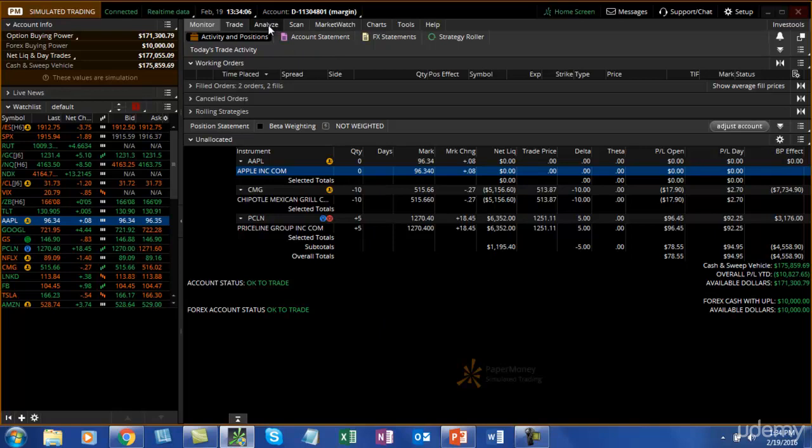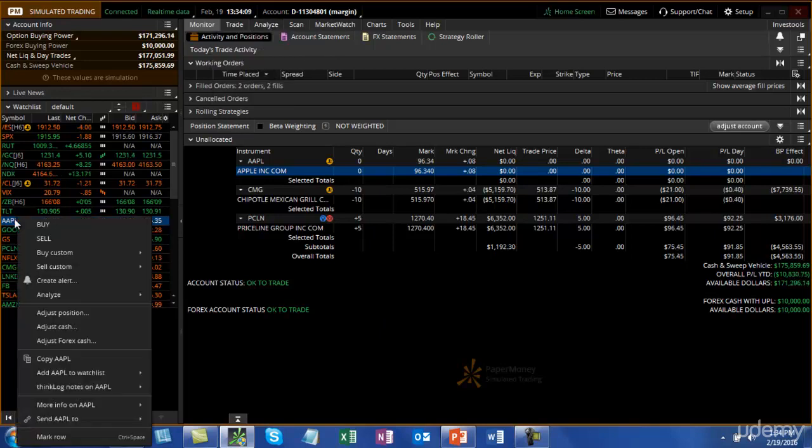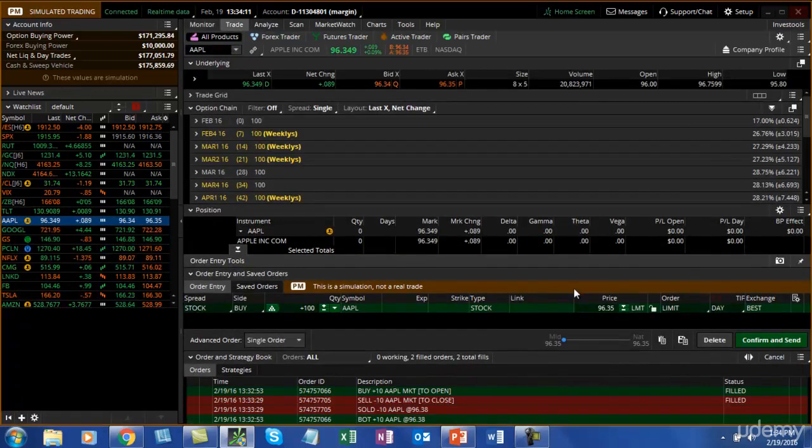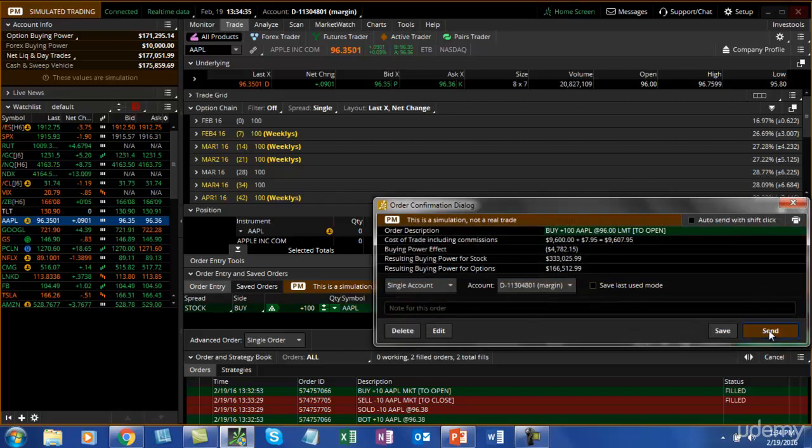Then the next type of order is a limit order. So now I can say I want to buy Apple. It's a limit order right here, so by default the platform puts it as a limit order. But you want to say that I want to buy Apple only if it is $96. I don't want to pay anything more than $96 for the Apple stock. So you can say 96 and you can confirm and send.